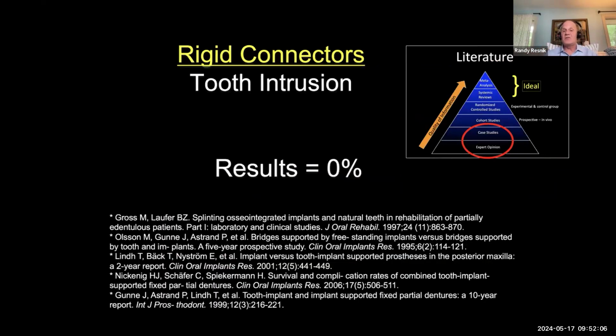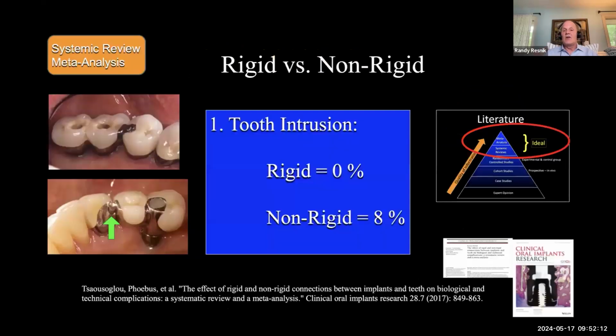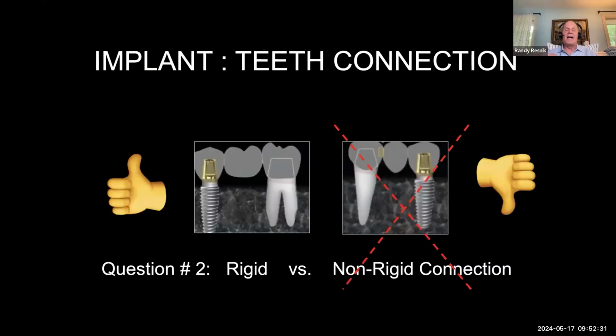With rigid connectors, though, we have the same case studies and expert opinions with almost no tooth intrusion. There is only one meta-analysis that has looked at this in systemic review, and this is one from Clinical Oral Implants Research, where it showed 0% tooth intrusion with rigid connectors, about 8% with non-rigid connectors. So the bottom line is, if you are going to connect, you don't want to use a non-rigid connector.